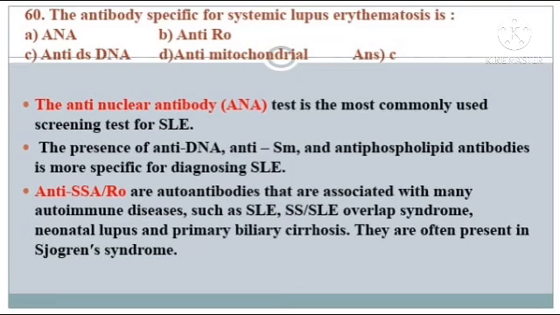Anti-SSA or anti-RO are autoantibodies that are associated with many autoimmune diseases such as lupus erythematosus, SS or SLE, overlap syndrome, neonatal lupus, and primary biliary cirrhosis. They are often present in Sjogren's syndrome.